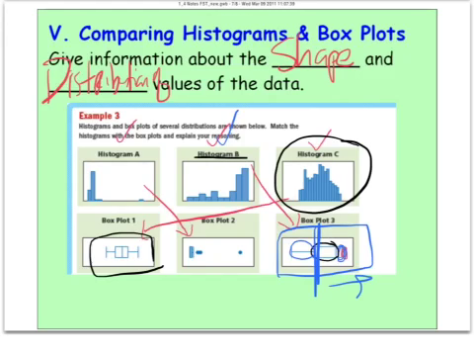Conversely, in this histogram A over here, more of the data is on the left-hand side. You have over 75% of the graph on the left-hand side, so that's why it matches up accordingly.